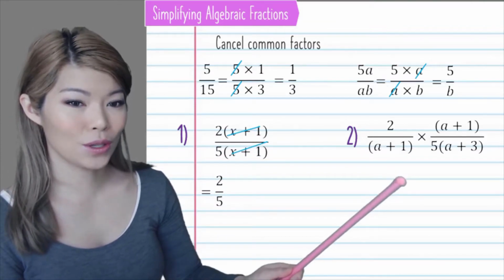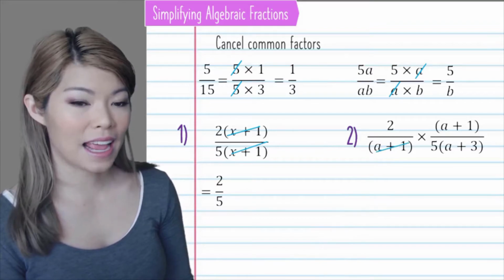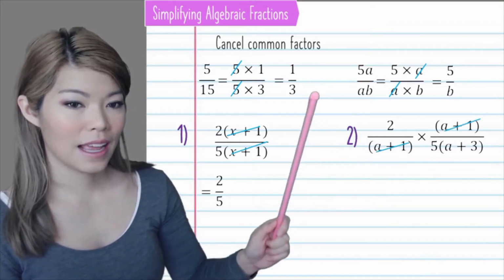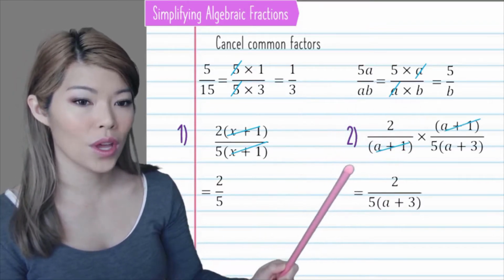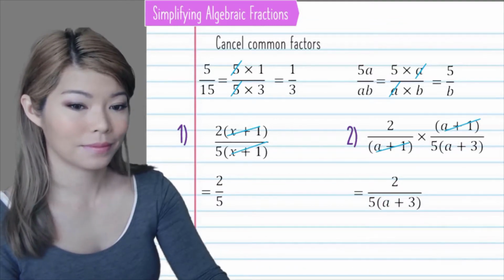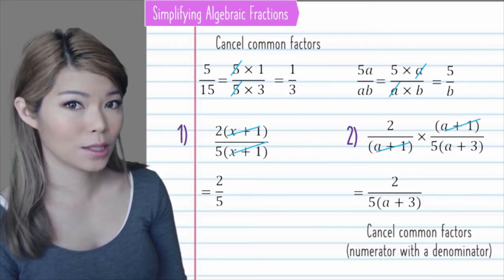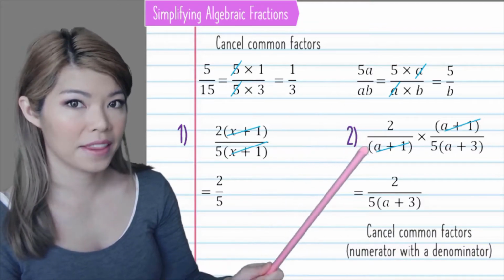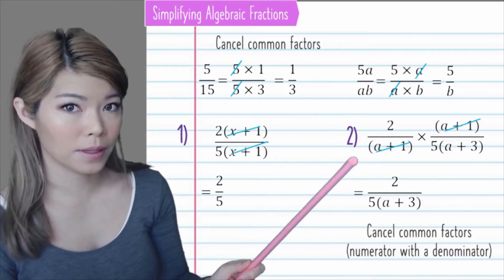Let's do question 2. What are the common factors? It's a plus 1, so cancel them out. In the numerator, we have just 2, and for the denominator, we have 5a plus 3. Whenever you cancel common factors, remember, it's always a numerator with a denominator, so a top with a bottom number, never a cross.